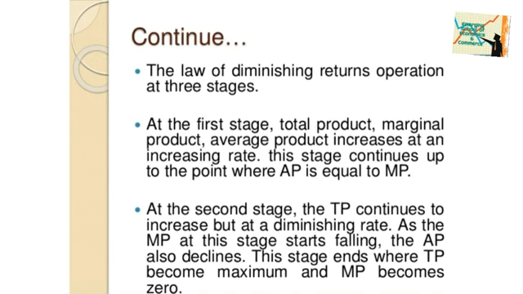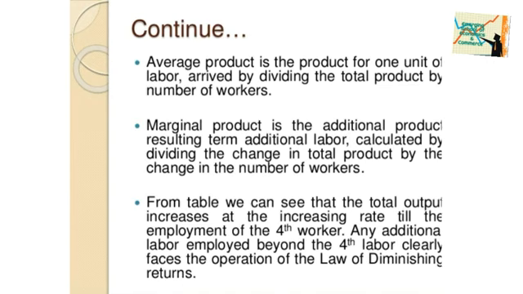The law of diminishing returns operates in three stages. At the first stage, the total product, marginal product and average product increase at an increasing rate. This stage continues up to the point where average product is equal to marginal product. At the second stage, the total product continues to increase but at a diminishing rate. As the marginal product at this stage starts falling, the average product also declines. This stage ends where total product becomes maximum and marginal product becomes zero.